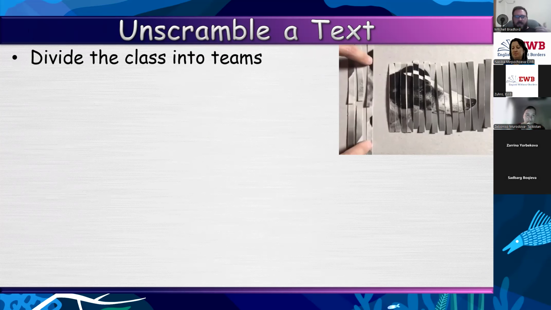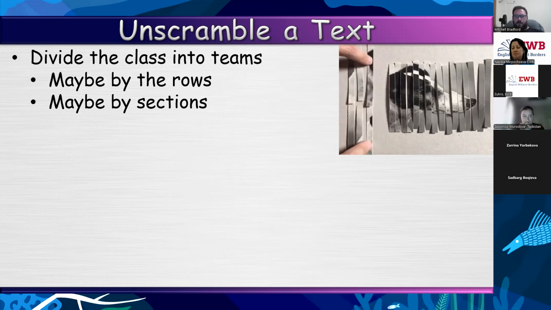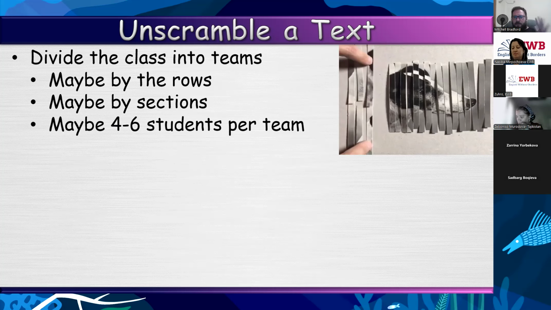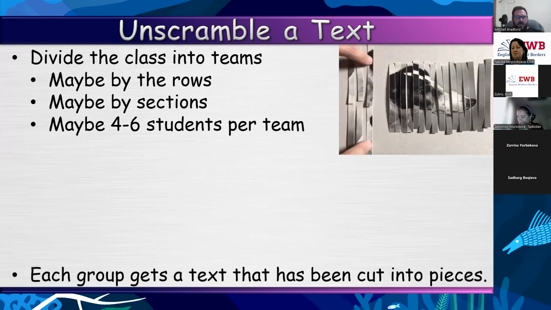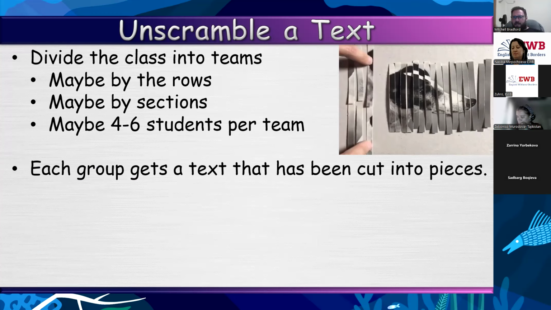Pretty much you want to divide the class into teams, maybe by the rows. If you have rows, maybe 5 people per group, maybe by sections, like front 5 students, back 5 students, however you want to do that. Maybe four, five, 6 students per team. I think five. I like doing stuff by fives. Each group gets a text. So it's the same text. It can be a story, it can be a paragraph.